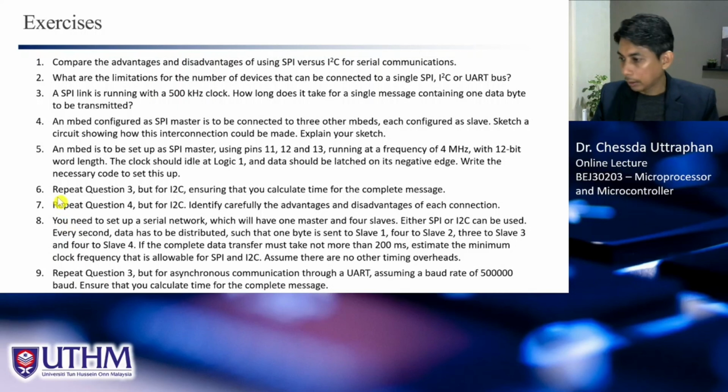So 11 already. I think we are done with this, except that we have number 5, 6, 7, 8 to be answered. So you can try to do this first, and then maybe next week we can discuss this, right?